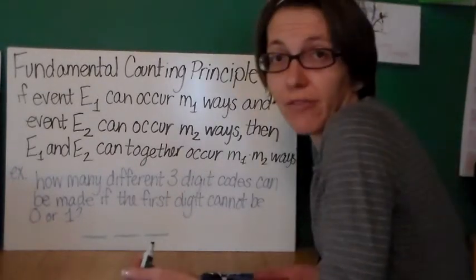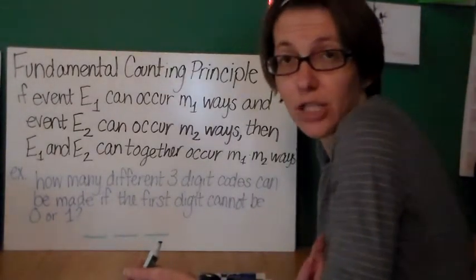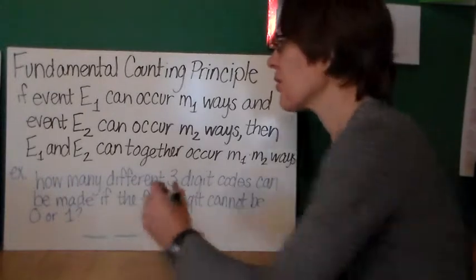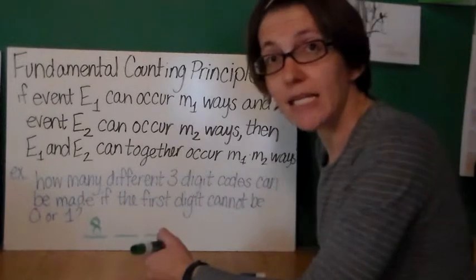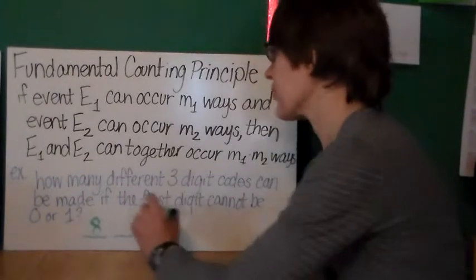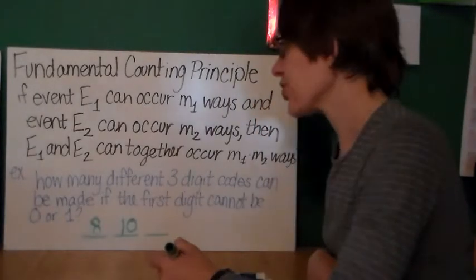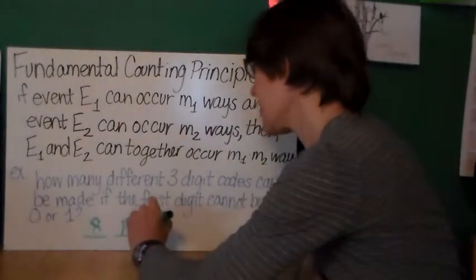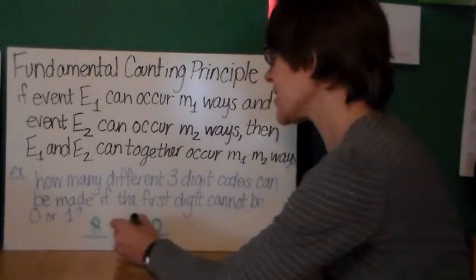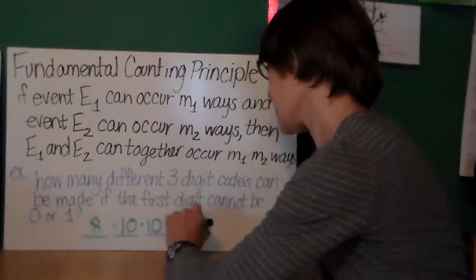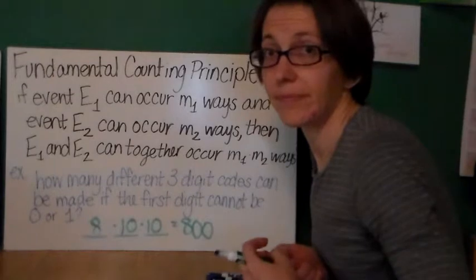So how many choices do I have for the first digit? Well, I can pick any digit from 2 through 9. So that's a total of 8 different choices. For the second digit, I can pick any digit 0 through 9. So that's 10 different choices. And for my third digit, I can pick any digit 0 through 9. So that is again 10 different choices. So I'll have 8 times 10 times 10, or 800 different codes.